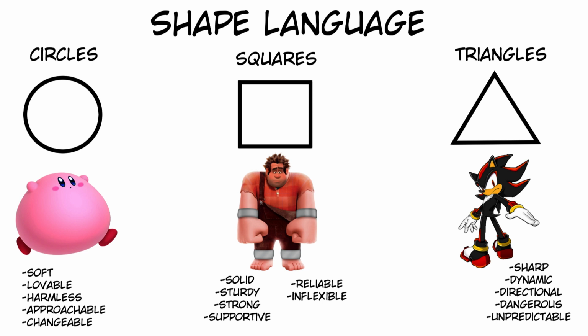So, the basic rule is that there are 3 basic geometric shapes that can be included in characters that give off different feelings or vibes. Number 1, circles. Circles in character designs are associated with a character being soft, lovable, harmless, approachable, or changeable. A good example of a character who uses circular design might be Kirby. That's a really obvious one, actually. Number 2 is squares. So squares incorporated into character design can signify solidarity, being sturdy, strong, supportive, reliable, or inflexible.